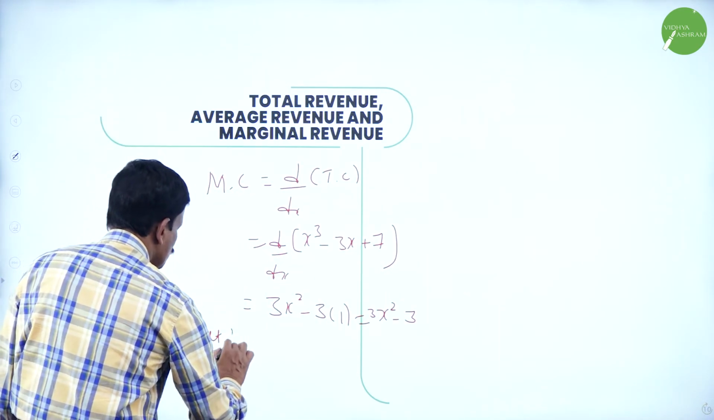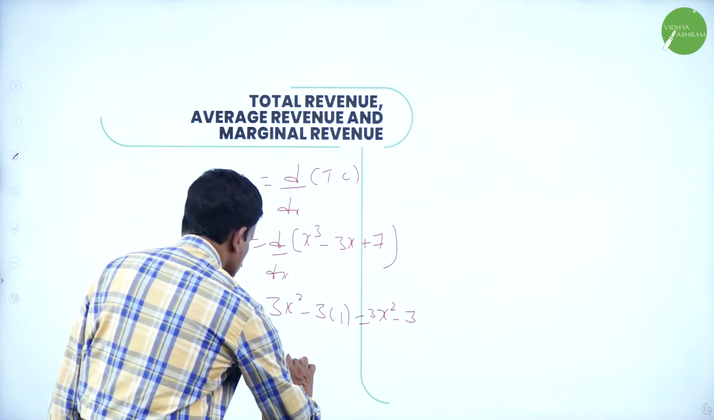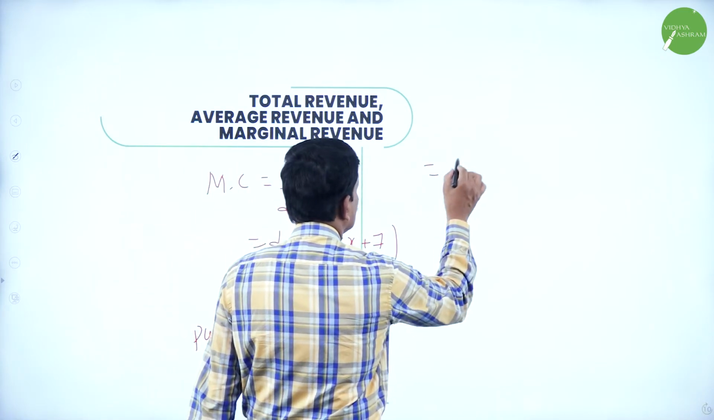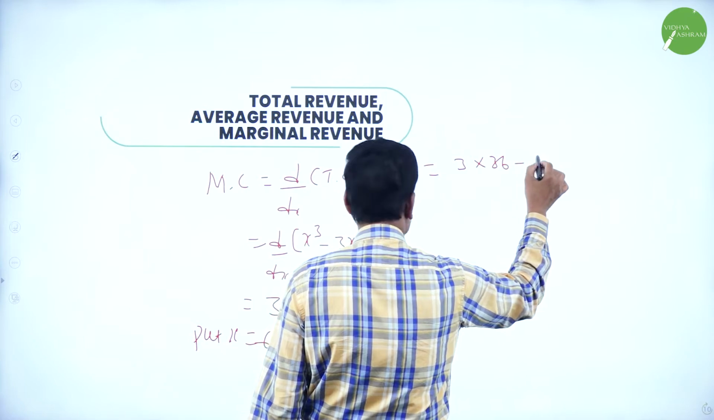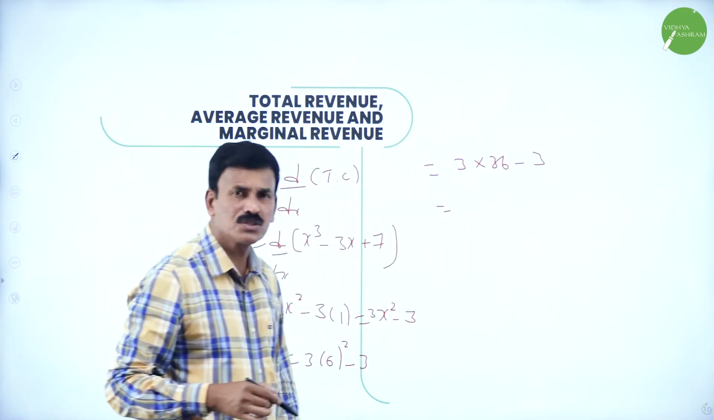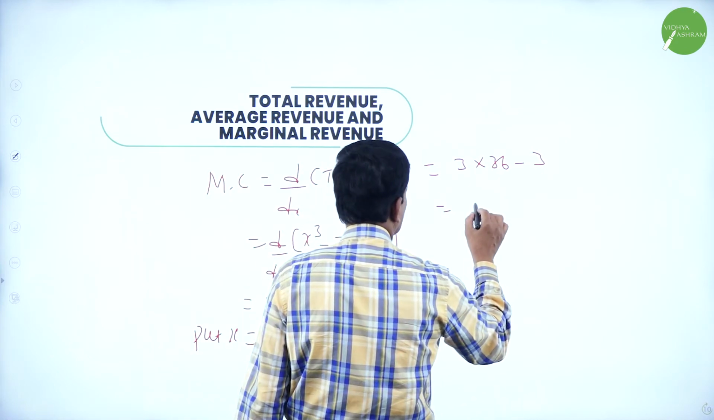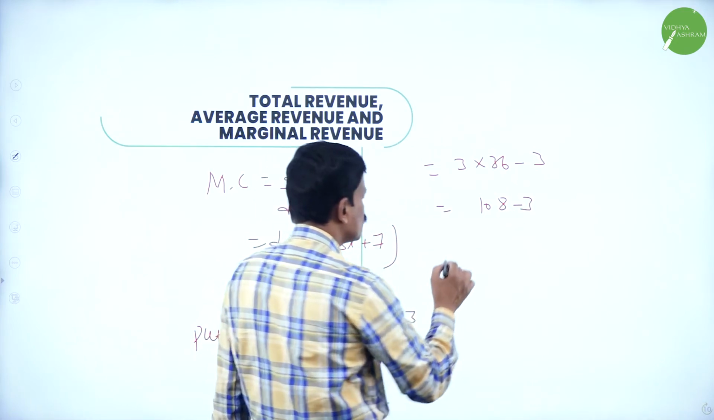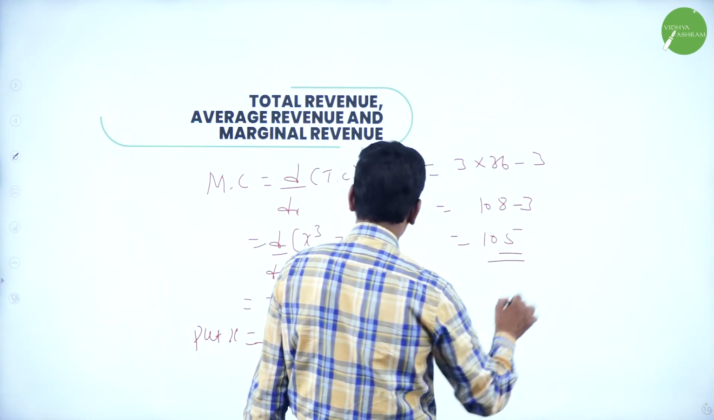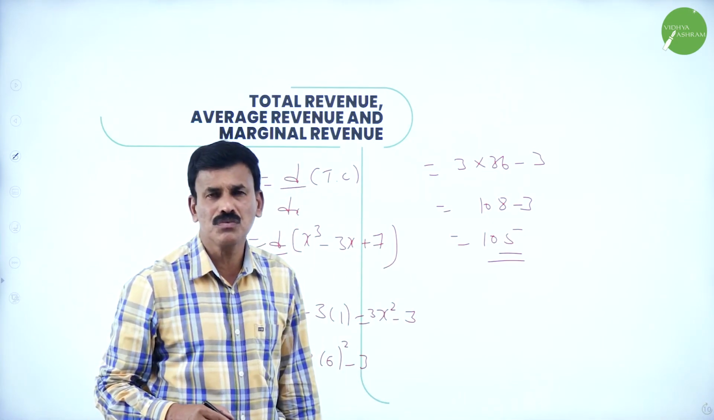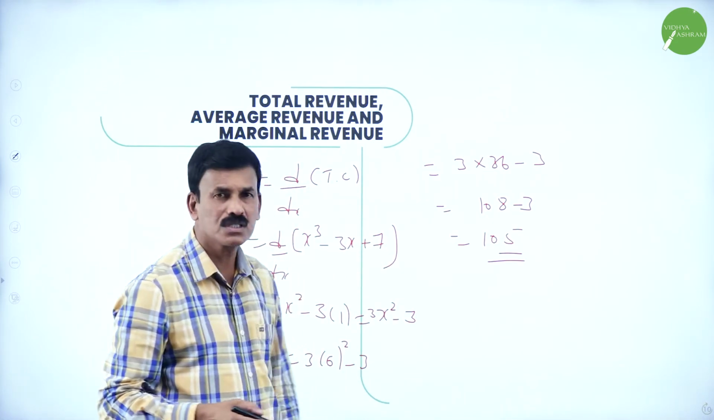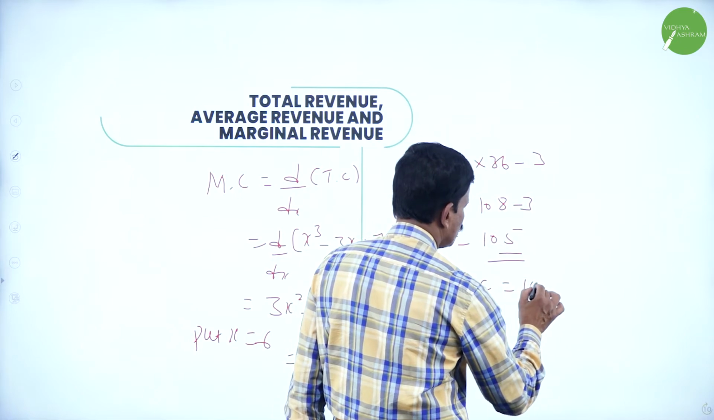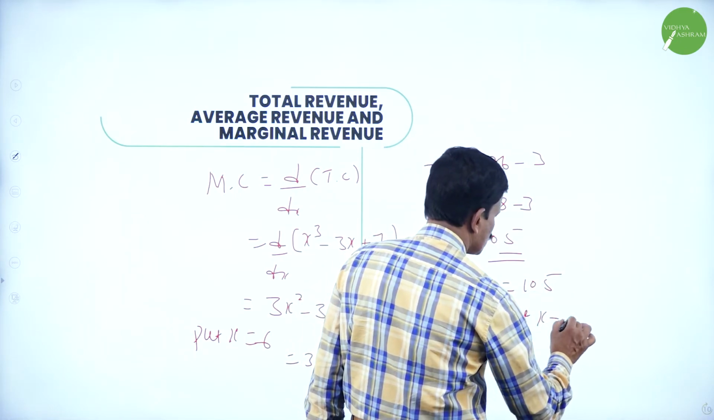Now put x is equal to 6. If you put x is equal to 6, what you will get? 3 into 6 square minus 3. So that is nothing but 6 square is 36, 36 into 3 minus 3. That is nothing but 108, minus 3. So this is equal to 105. Therefore, the marginal cost is equal to 105 at x is equal to 6.